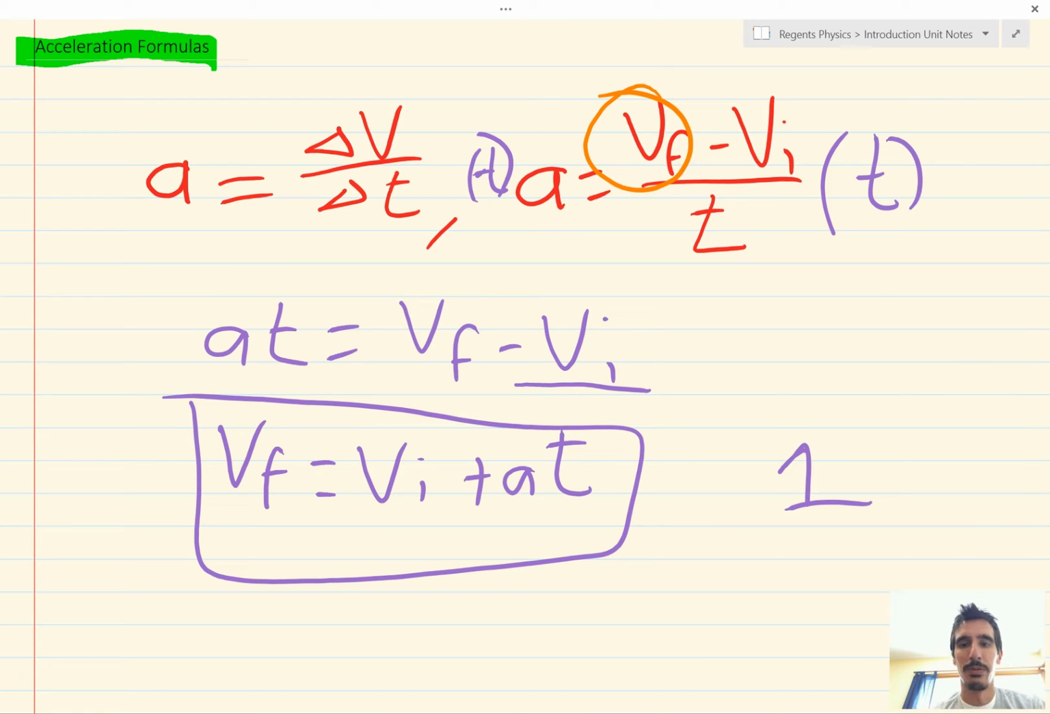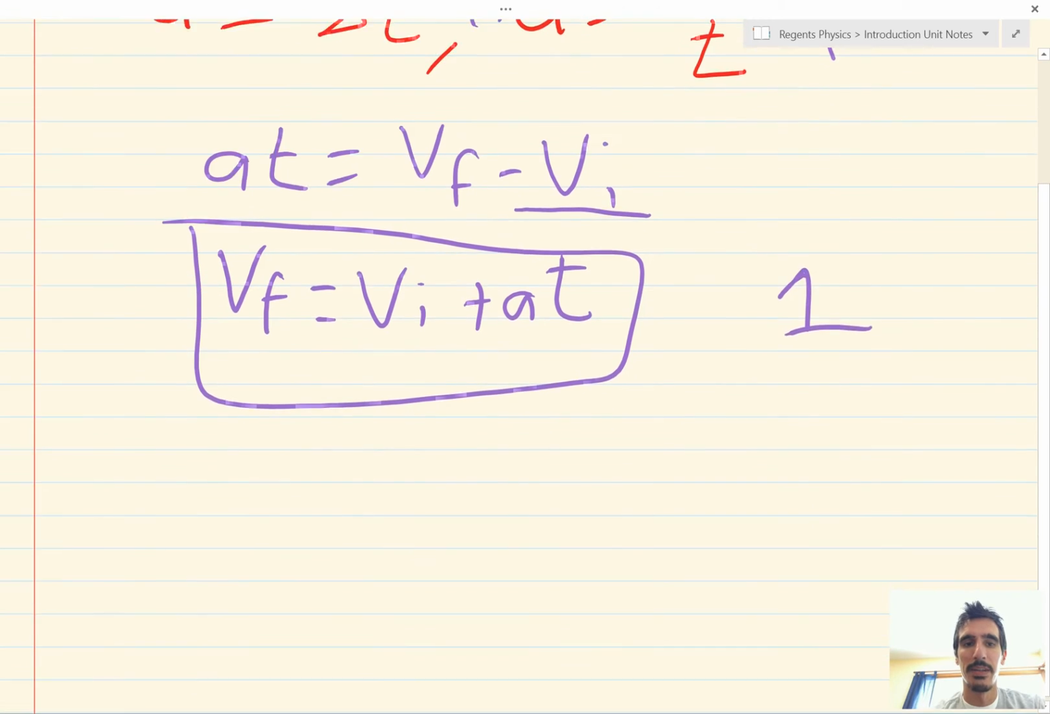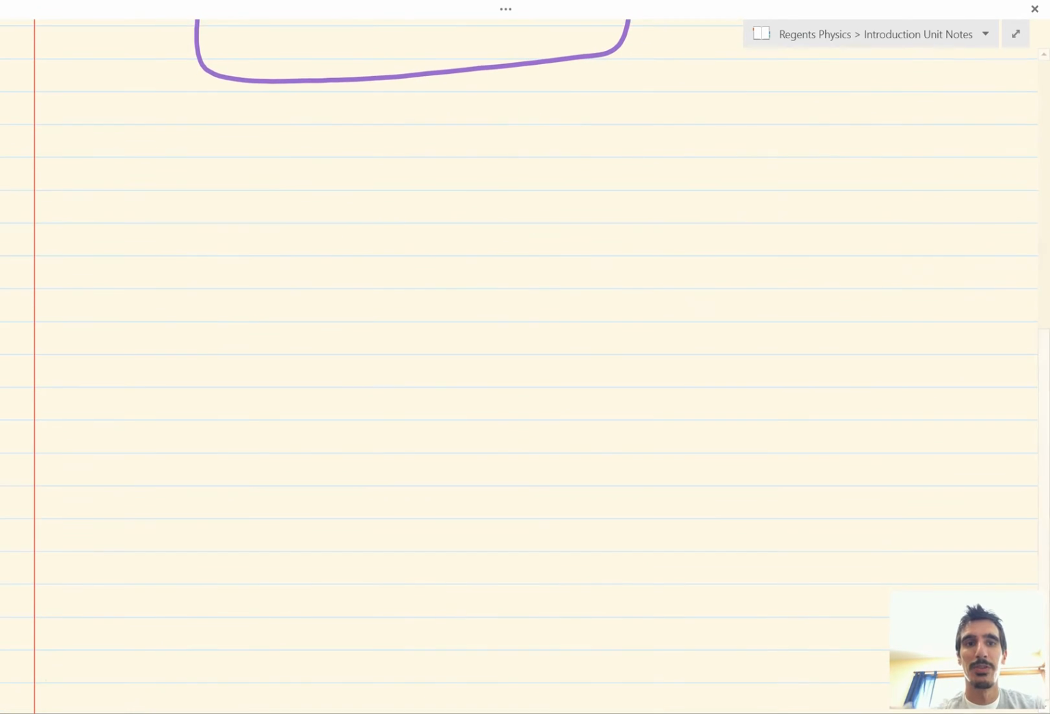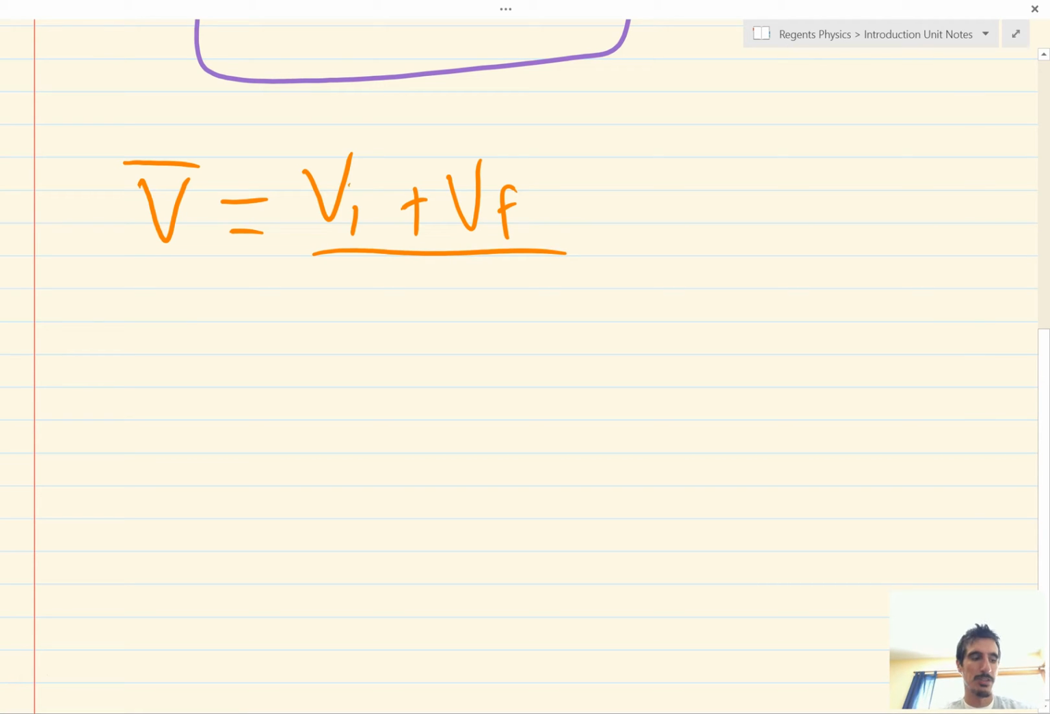Alright, so the next thing we want to do is look at old school math in terms of how we used to solve for the average velocity. So V average, if we have two different velocities, we'll look at V initial plus V final. And if we want to find the average of those two, we divide it by 2. So average velocity is initial velocity plus final velocity over 2.